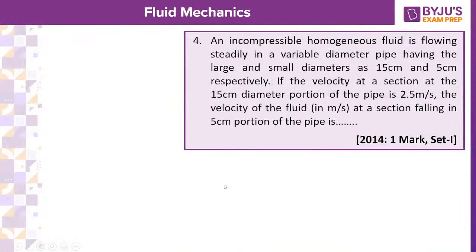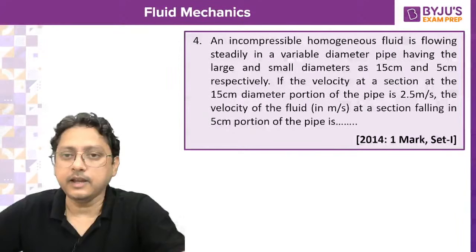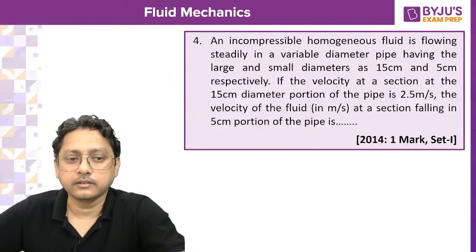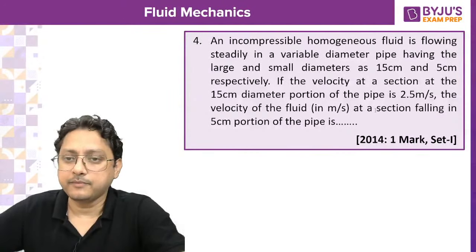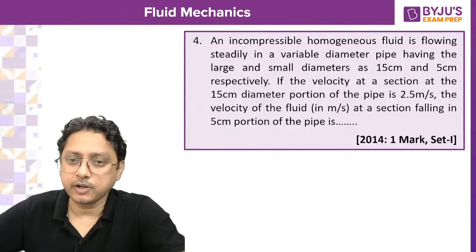Now what about this problem? Fourth one. An incompressible homogeneous fluid is flowing steadily in a variable diameter pipe having the large and small diameter as 15 cm and 5 cm respectively.